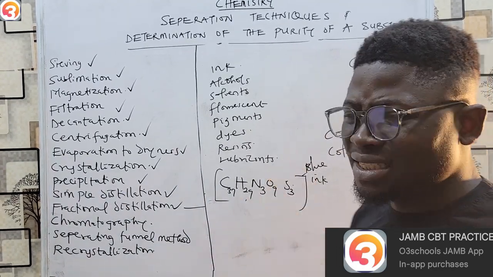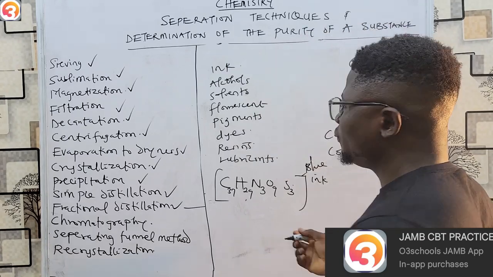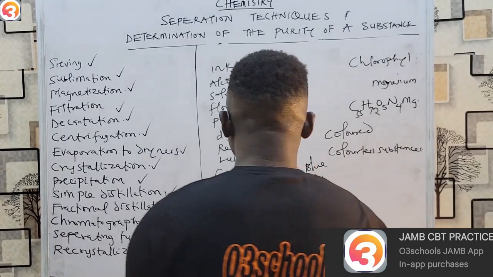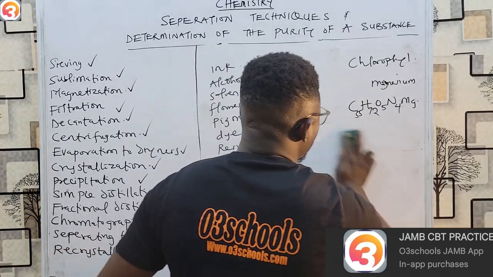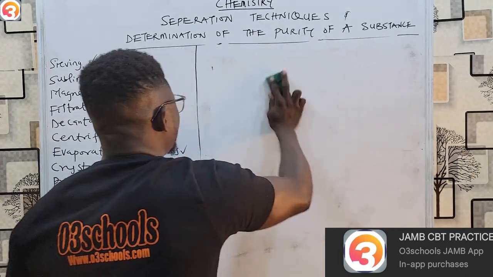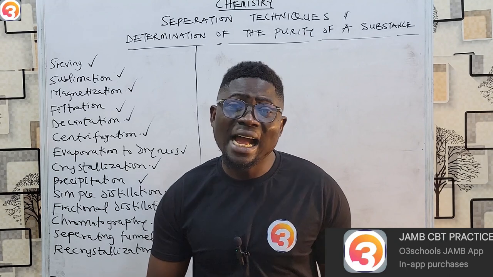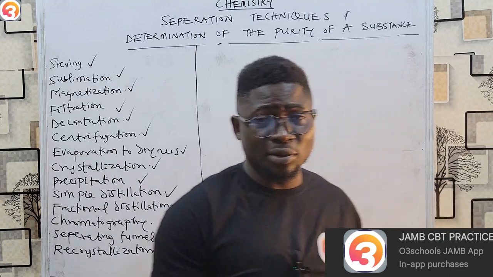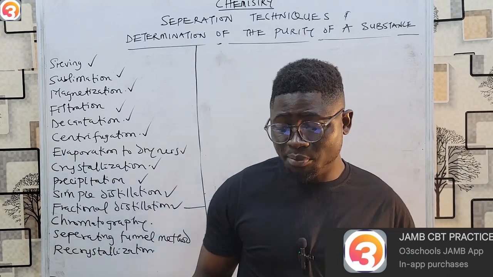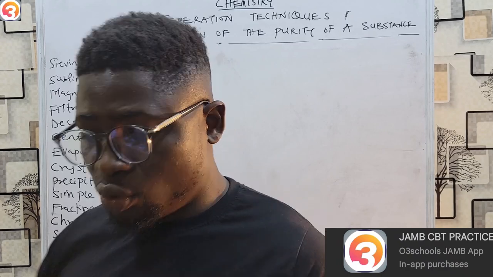That is the separating funnel method. The separating funnel method is used for separating two immiscible liquids. That is just it. Two liquids that cannot mix together, like water and oil. They cannot mix together, so you use the separating funnel method to do that.